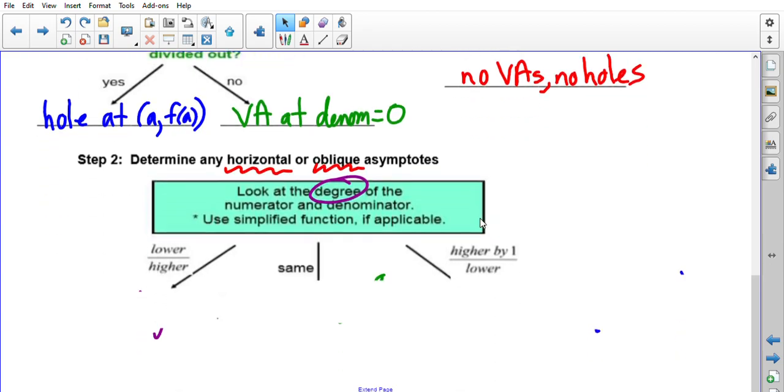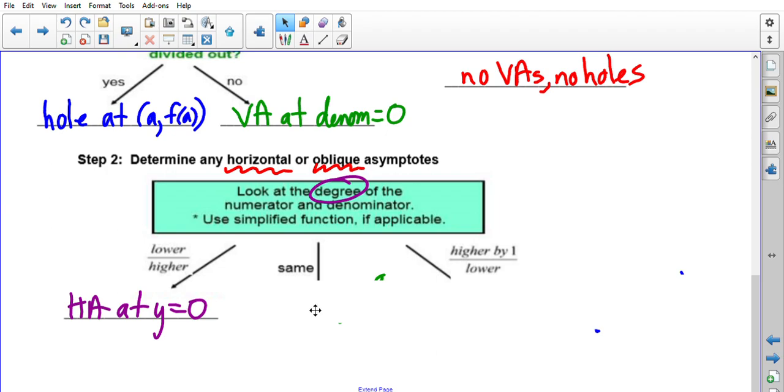Step 2. You want to determine if there are any horizontal or oblique asymptotes. So this all depends on the degree of the top and bottom. If the degree of the numerator is lower than that of the denominator, based on what we just went over, that means there is a horizontal asymptote at y equals 0.